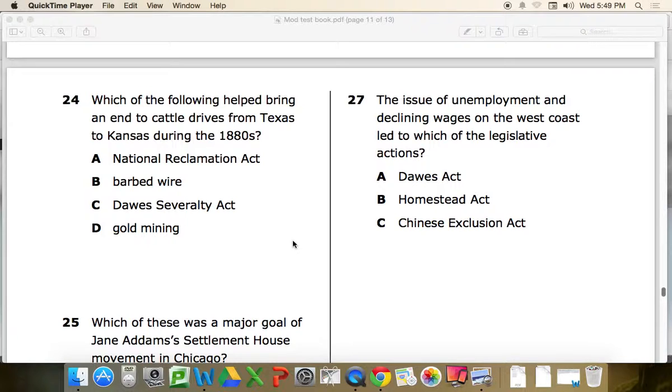You should know that gold mining wouldn't have anything to do with the cattle drives. It wouldn't have had an effect. The Dawes Severalty Act, that's the one that breaks up the Indian reservations, so you should have recognized that. And we haven't even talked about the National Reclamation Act. And so even if you couldn't reason out that, okay, what would stop them from driving cows? Well, it would be barbed wire. Even if you didn't remember me mentioning it, and I'll give you that I mentioned it briefly, you should have at least been able to eliminate most of the other answers. So that was one of the ones you missed a lot of.